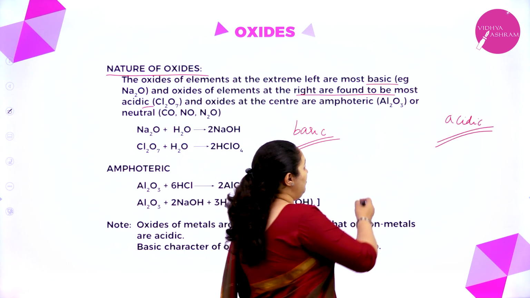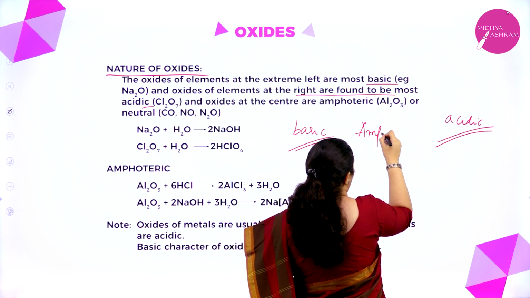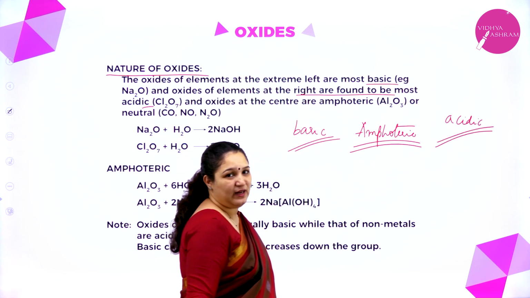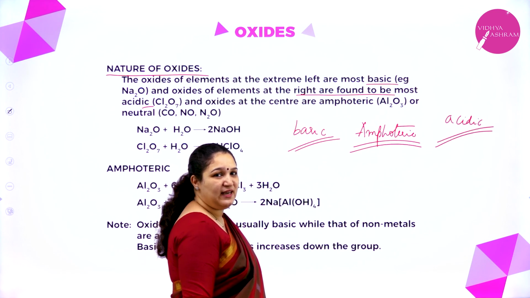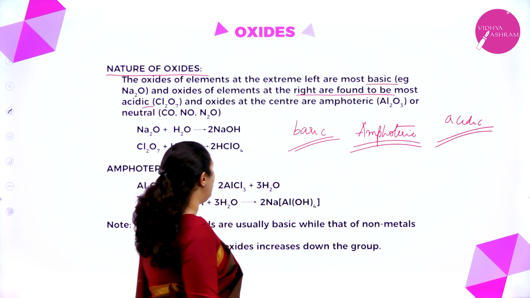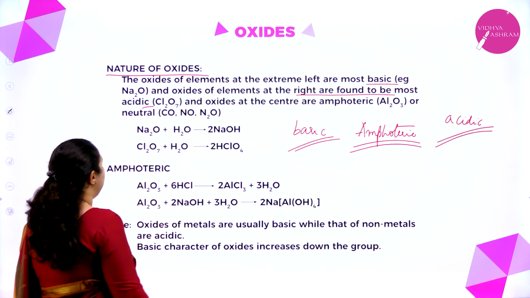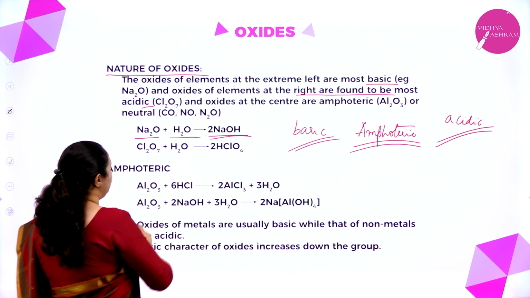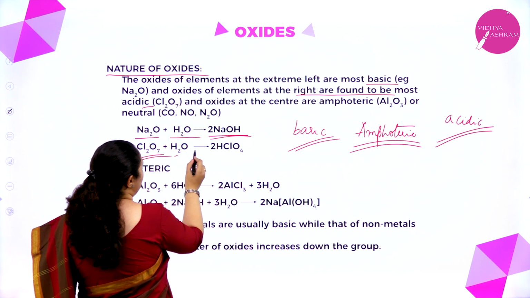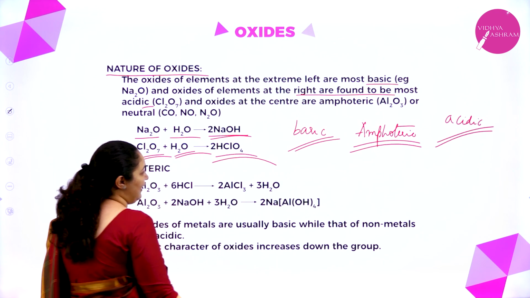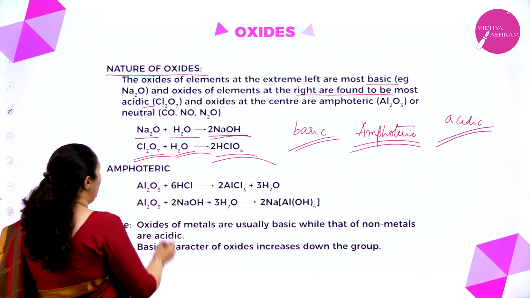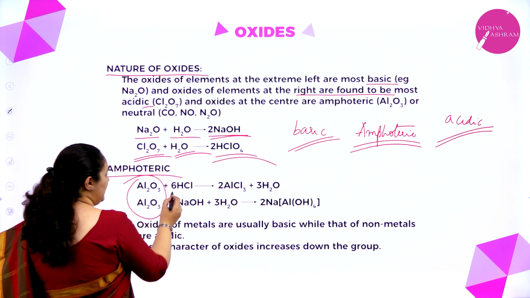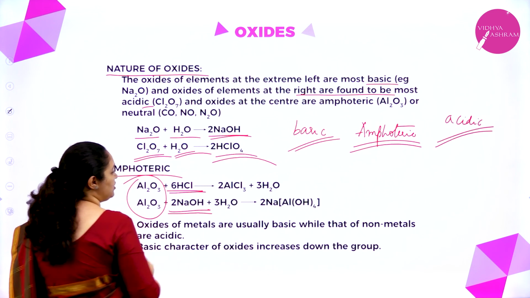In between, what is present are amphoteric oxides. Amphoteric means they can show both acidic as well as basic character. More about that we will see here. For example, Na2O, when mixed with water, gives NaOH, so it is basic. Cl2O7, when it reacts with water, you will get an acid. Similarly, what do you mean by amphoteric? Aluminum oxide is amphoteric because it will react with HCl, and it will react with NaOH also.